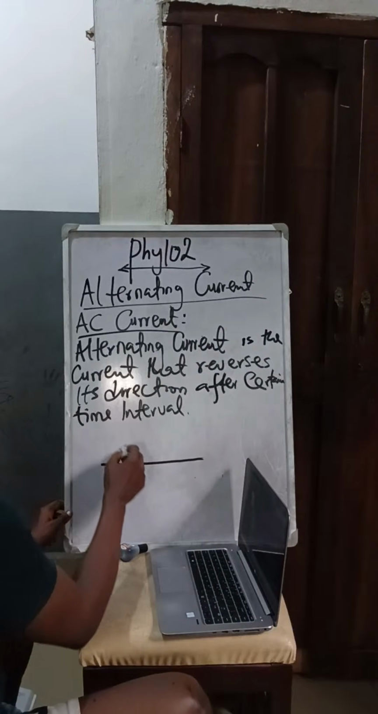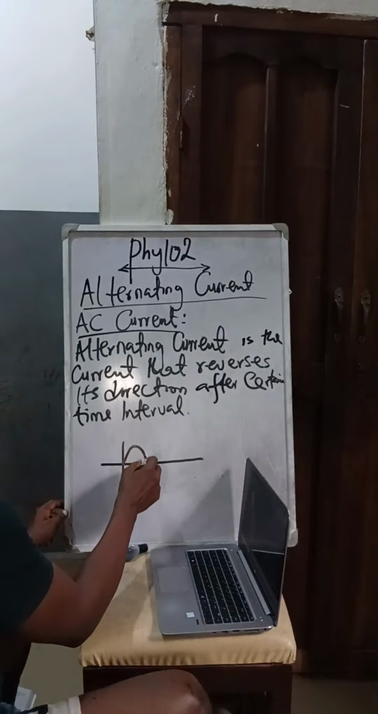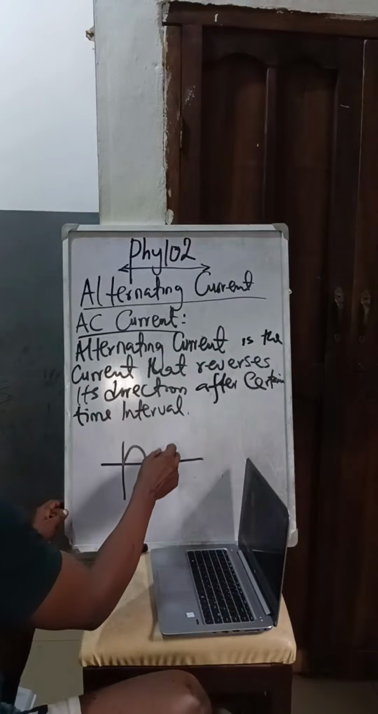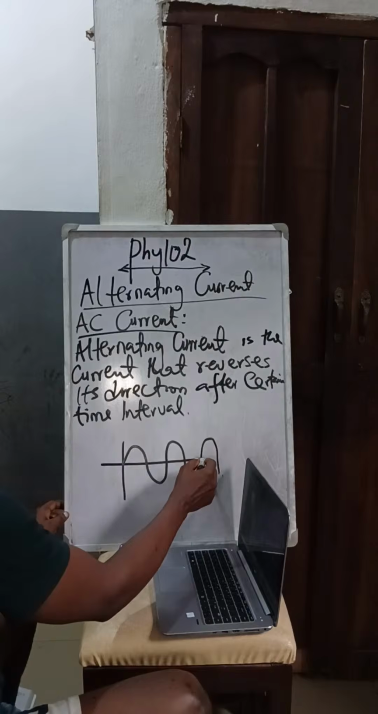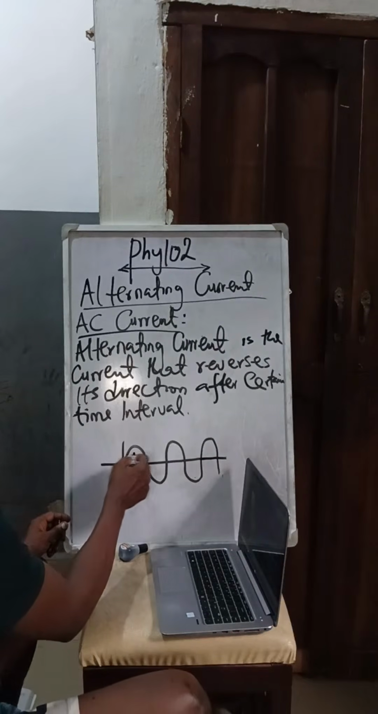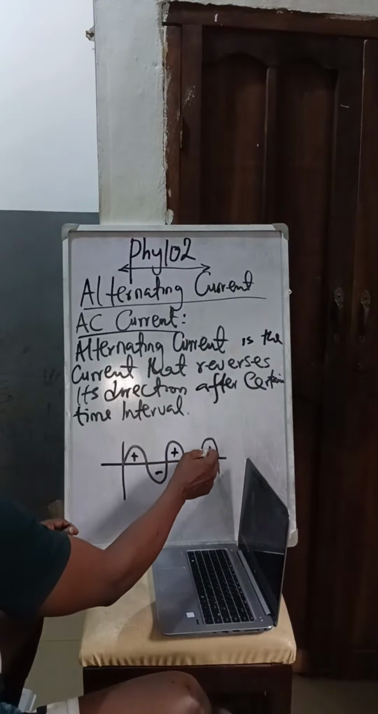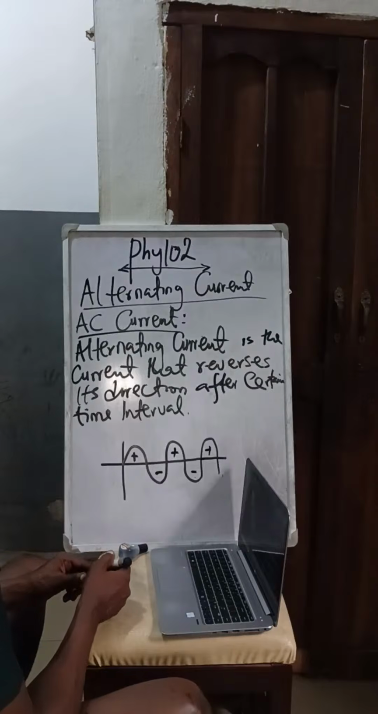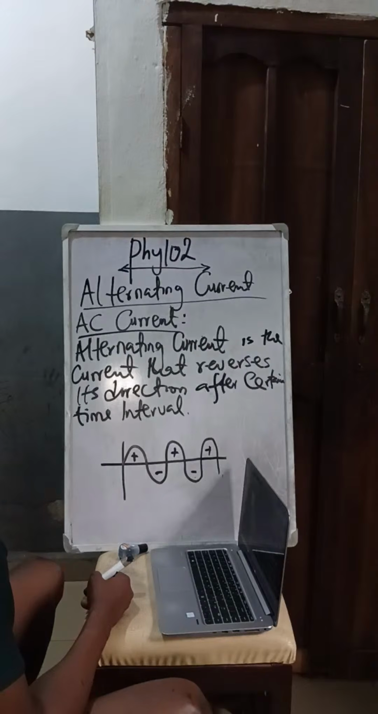For example, an alternating current has up, down, up, down, up. Okay, that is how the thing moves. And here is positive, negative, positive, negative, positive, and so on and so forth. It alternates. Positive, negative, positive, negative.